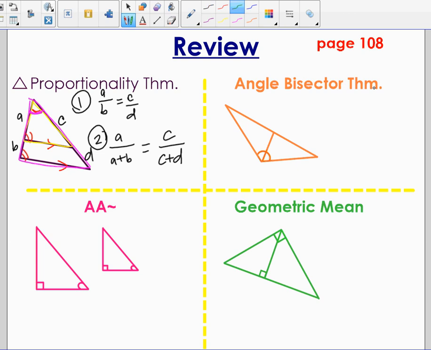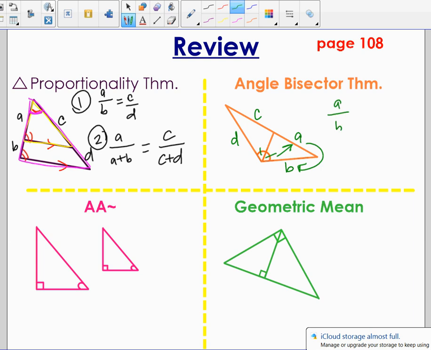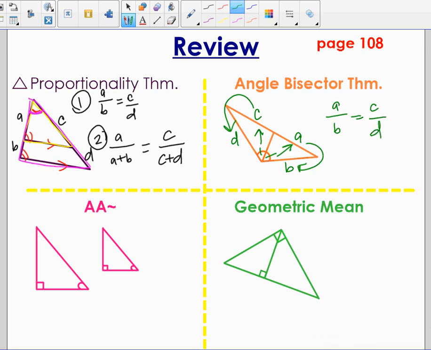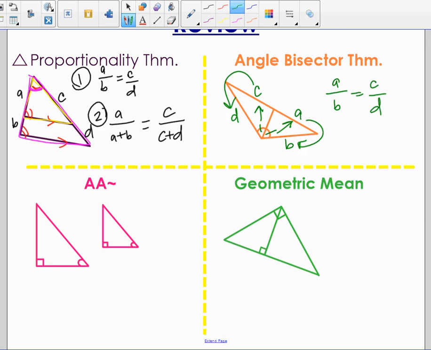The next one is the angle bisector theorem. Remember that says if these two angles right here are congruent, then let's call this A, this B, this C, and this D. Then you can go across on the same side of the triangle, so A over B equals, go across, C over D. We just point this out because a lot of people, that's probably the most common one.